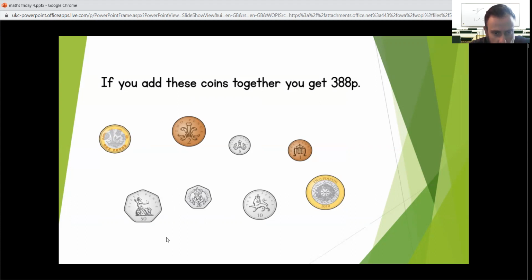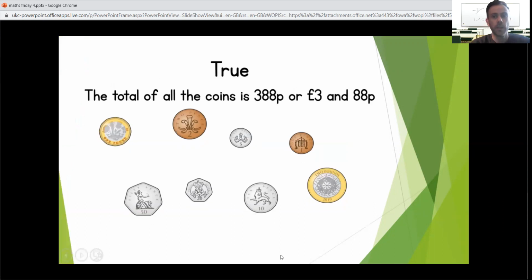All right, let's see what else we've got. So we've got 300, 350, add another 20, that's 370, add another 10, that's 380, add another 5, that's 385, 387, one more, 388. There you go. So the total of all the coins is 388p, or what we would say is £3 and 88p. All right. The thing to remember there is how many pence are in a pound. It's 100, and that's a way of converting. Let's move on.